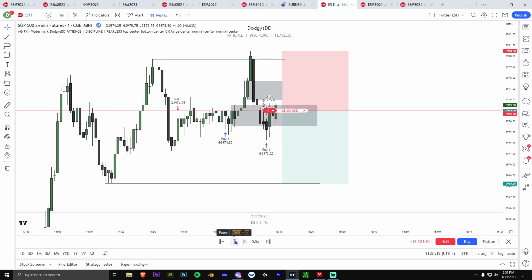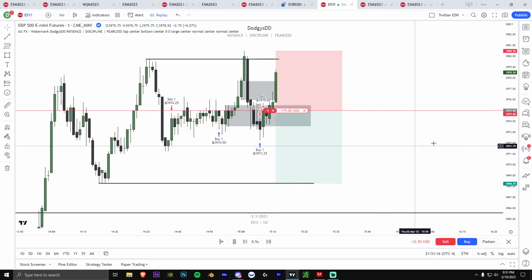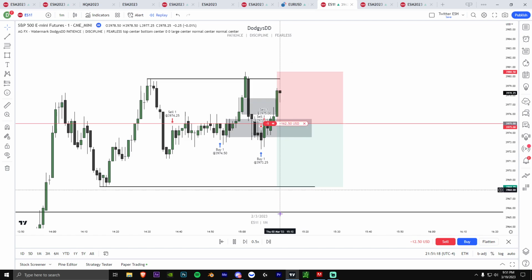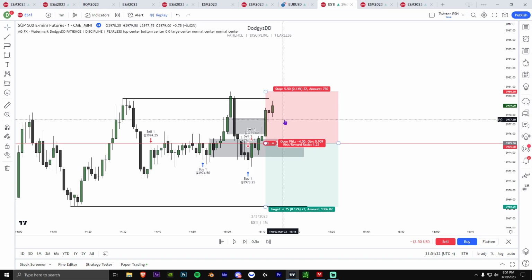I totally forget what happens here. Okay, so we're retracing for a value gap. Let's see, it looks like we're going to go over it. Okay, right here, I'd long this. I'd get out here and long this.